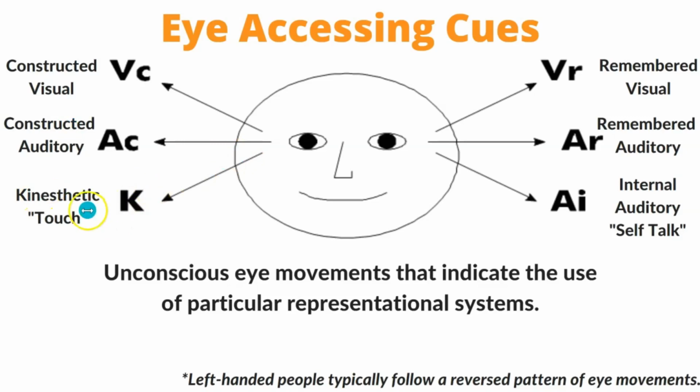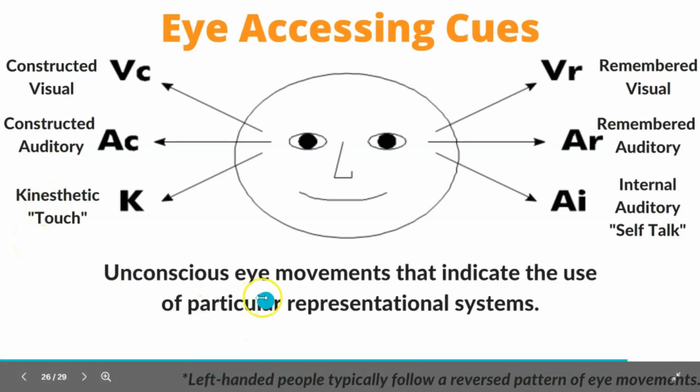And then here, down and to the left, we have kinesthetic touch. This is where a person's eyes would look when they're thinking about different sensations, like remembering touching a hot stove, or remembering how they felt snuggled up under a blanket. This is where they would look when they're remembering kinesthetic sensations.